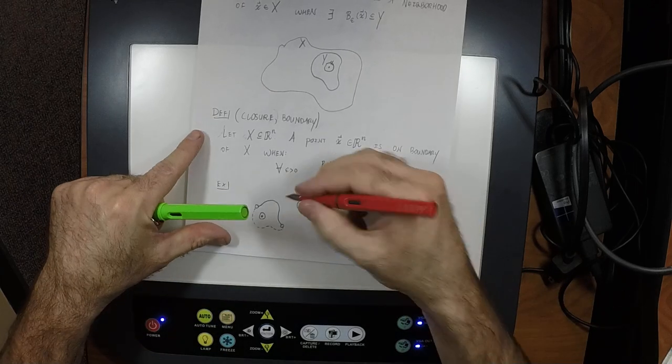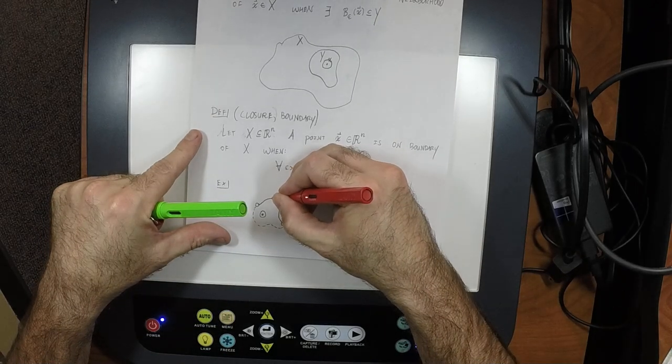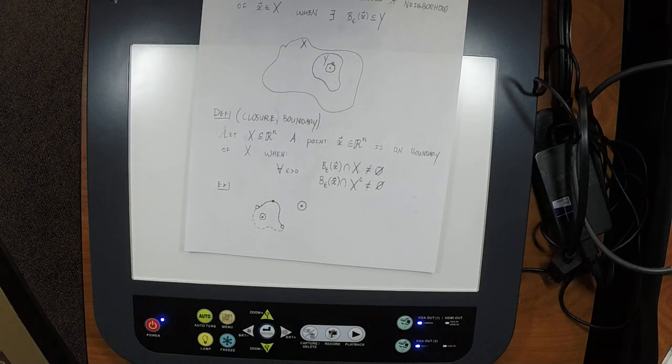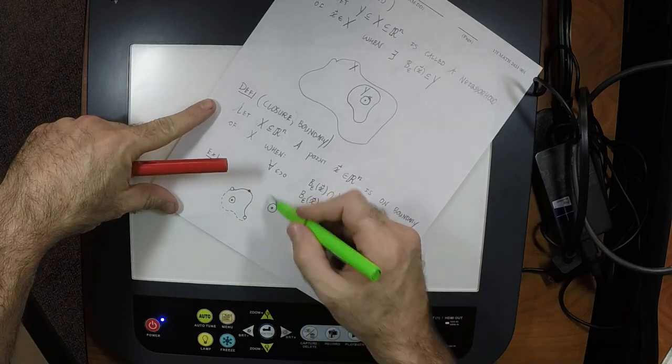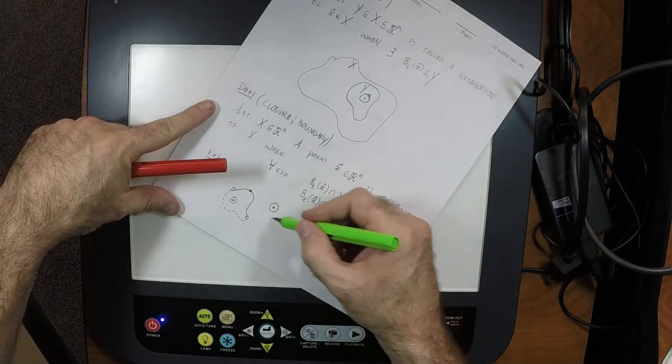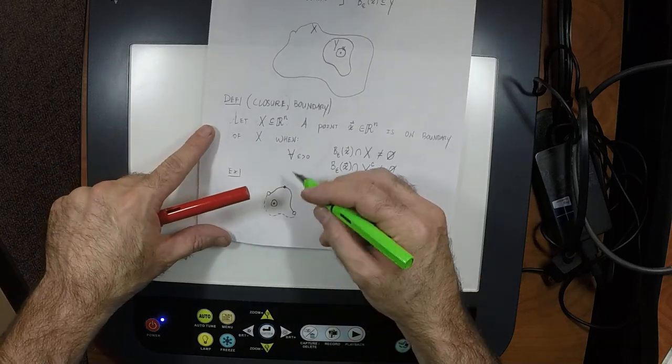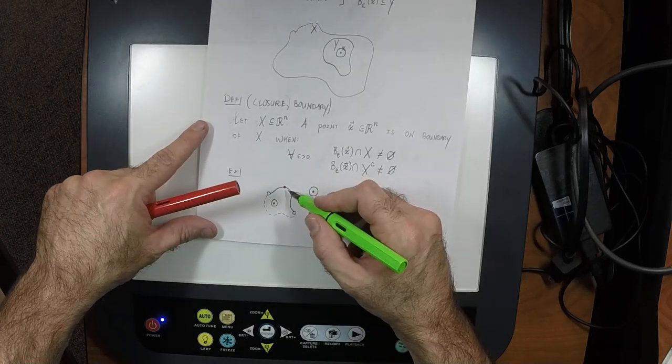Let's consider this one. Too many dots? Oh, now it looks like a creature. I could draw something like this and it kind of looks like a raccoon or something.